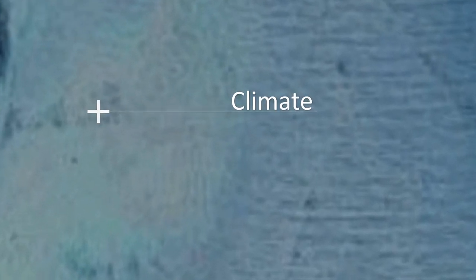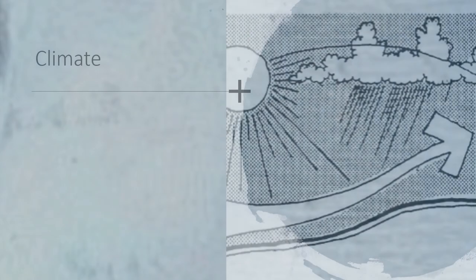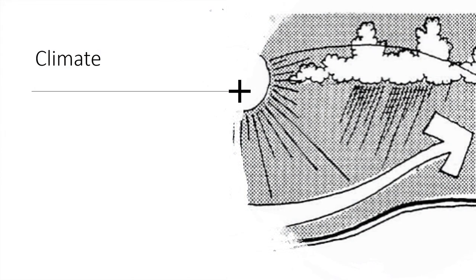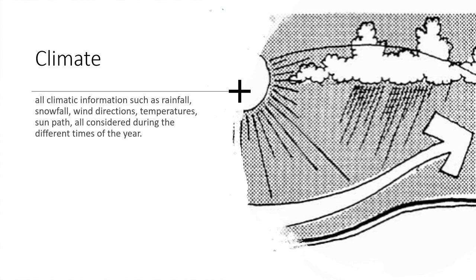Now, climate, this is one of the longest parts to assess. It's basically also being taught in my tropical design class, but for this video, for this subject, we'll just browse through them. So climate deals with all climatic information such as rainfall, snowfall, wind directions, temperatures, sun path, and all considered during different times of the year.